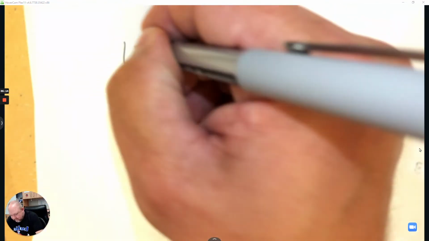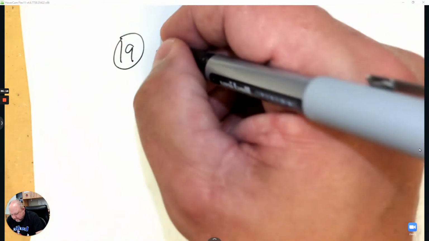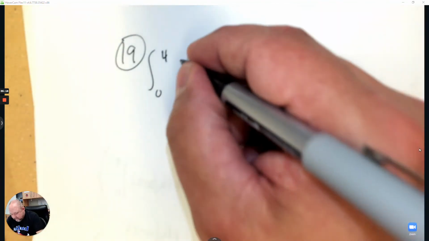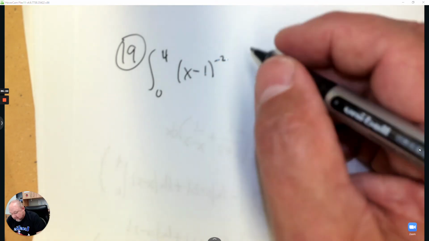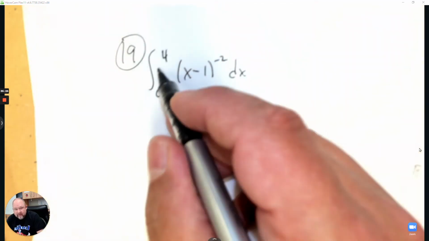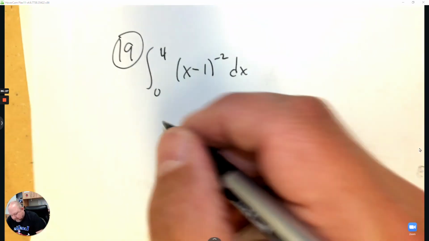Number 19. Last one like this. It's going to be okay. That's how you learn it, right? It's by practicing. We're going to write this right away, calculus friendly. I want you to notice that there's a discontinuity at positive 1. It's in the middle. So we're going to set this up at positive 1.